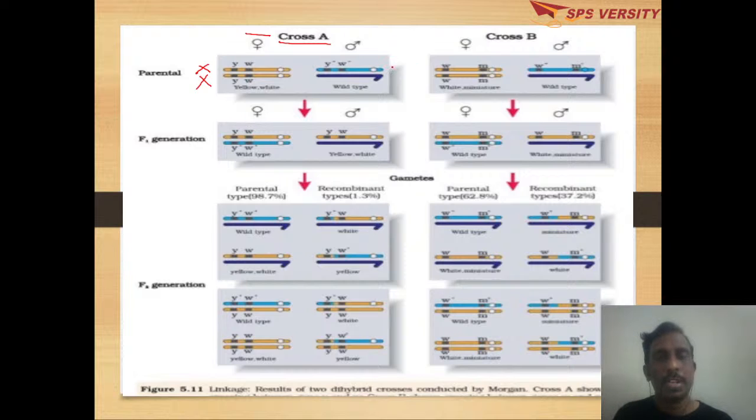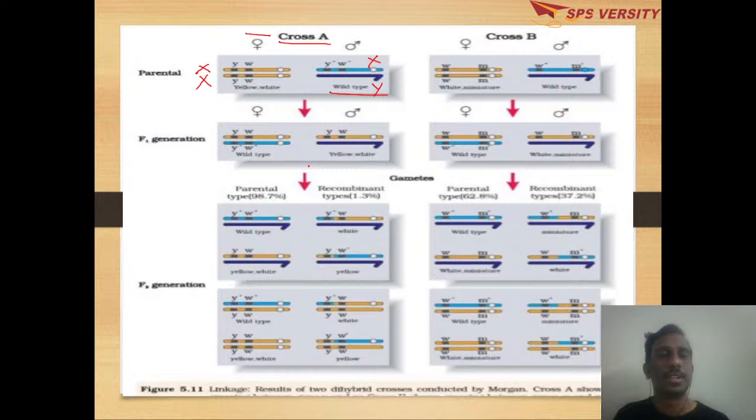The male has one X chromosome and another Y chromosome. The Y chromosome doesn't have genes related to body color and eye color. So the male is brown bodied and red eyes, which is called wild type. So a cross is conducted between yellow body white eyes and brown bodied red eyes.